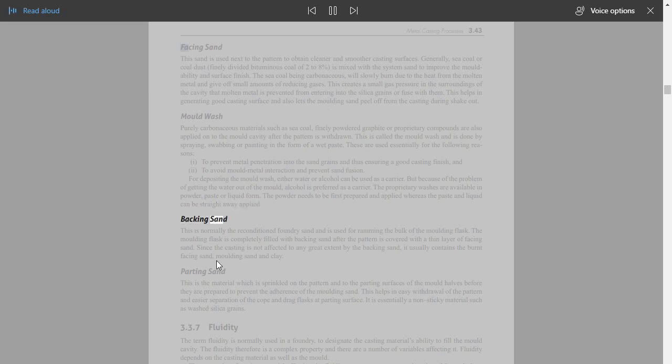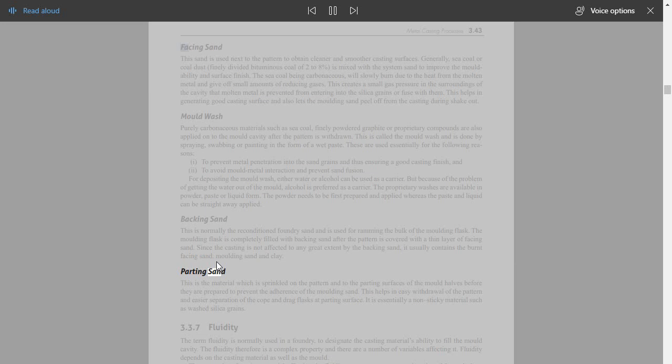Backing sand. This is normally the reconditioned foundry sand, and is used for ramming the bulk of the molding flask. The molding flask is completely filled with backing sand after the pattern is covered with a thin layer of facing sand. Since the casting is not affected to any great extent by the backing sand, it usually contains the burnt facing sand, molding sand, and clay.